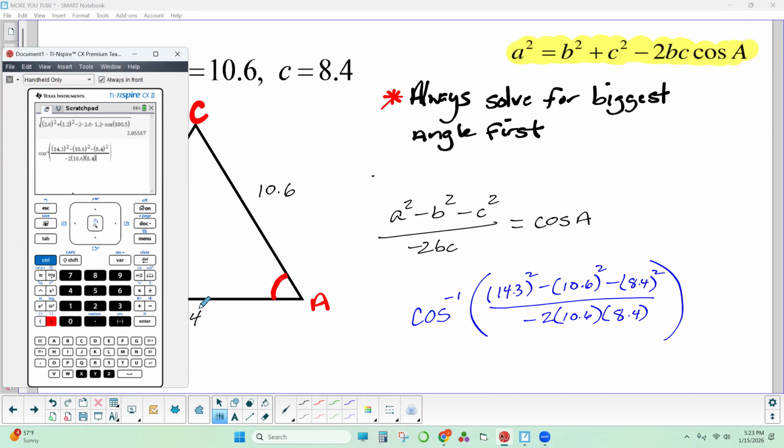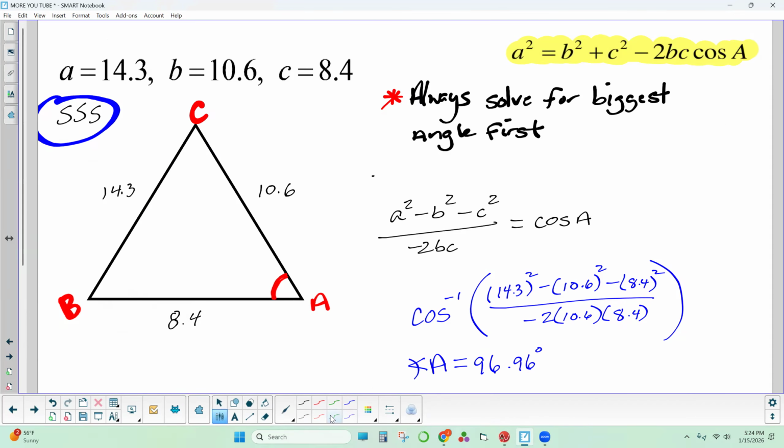All right. Look over your work in your calculator. Does everything look good? Looks like we are good. Go ahead and hit enter. And rounding to the nearest hundredth, we've got angle A is equal to 96.96 degrees. Okay, so now we've got our angle here, and we will from there use the law of sines to solve the rest of the triangle, because now we have enough information to apply the law of sines.